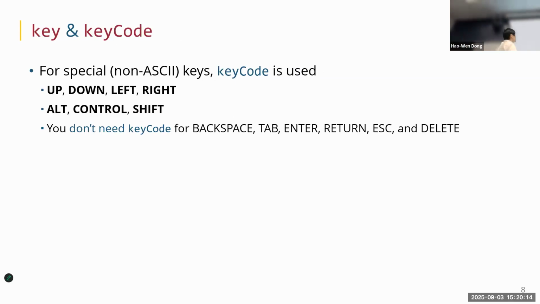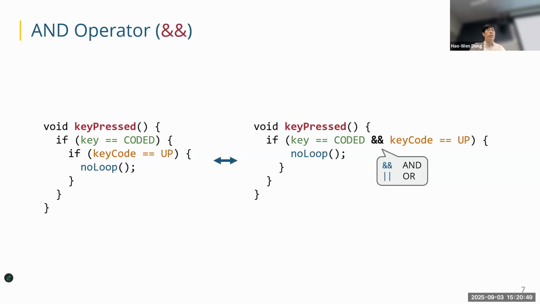So it's a little bit confusing because for backspace, tab, enter, return, escape, and delete, you don't need key code, so you can actually just do key equal these things. There's some fundamental limitation on keyboard interaction because everything is based on Java, and some of these keys are processed differently in Java. But basically, if you want to do up, down, left, and right, this is the way to do it.